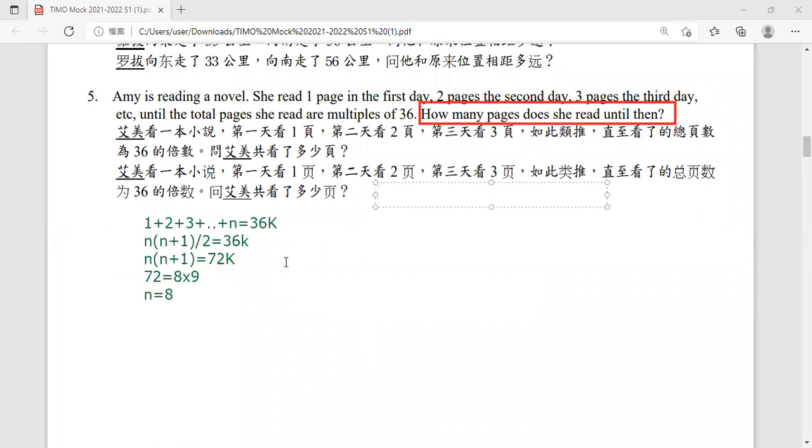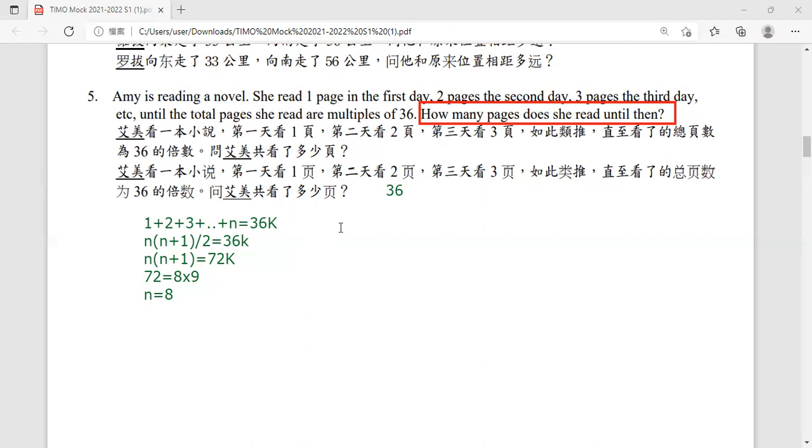Some ask why this n is 8. Because I know that 72 is equal to 8 times 9. 8 and 9 are consecutive, so I put n is 8, n plus 1 will be 9. It's just a coincidence that 8 times 9 is 72, which is a multiple of 72.